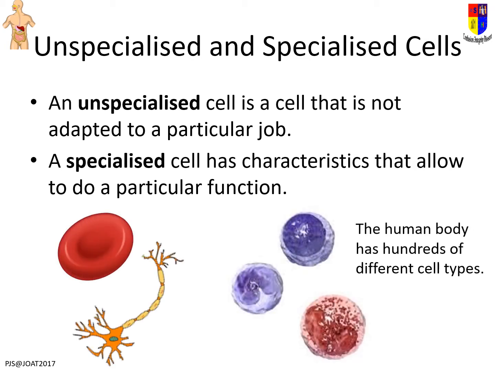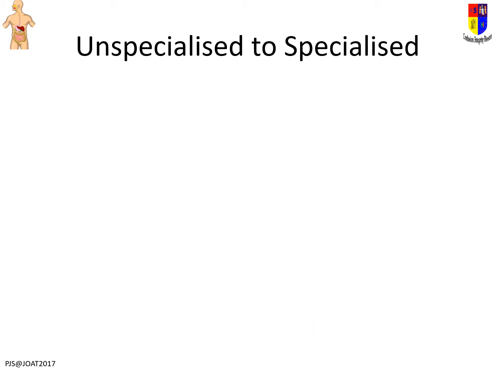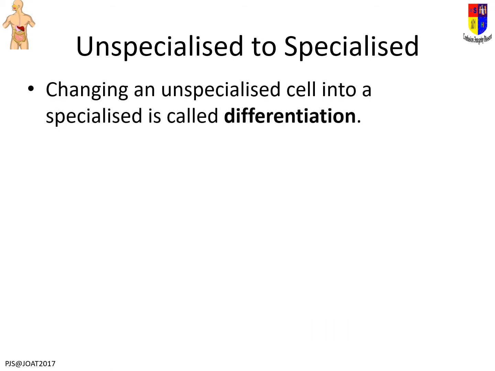And you're amazing, and you have such variety inside the cells. But at one point, they were all identical. They were not actually specialized like this, because you started off as a single cell. So to shift from an unspecialized cell to specialized, it goes through a process called differentiation, becoming different.